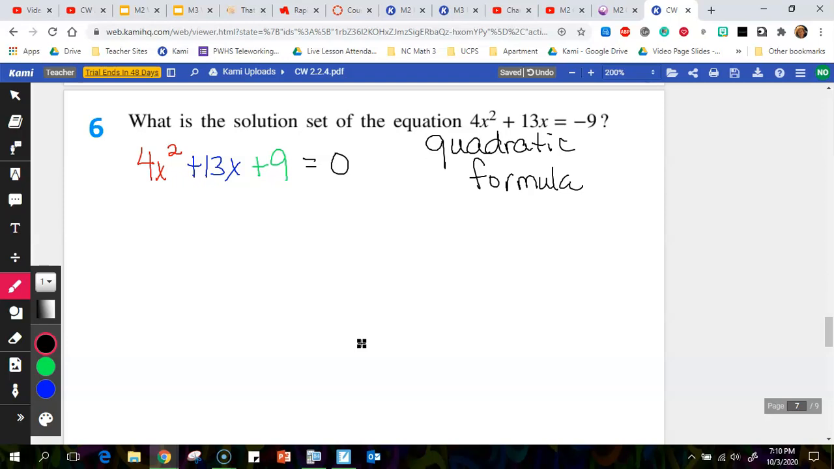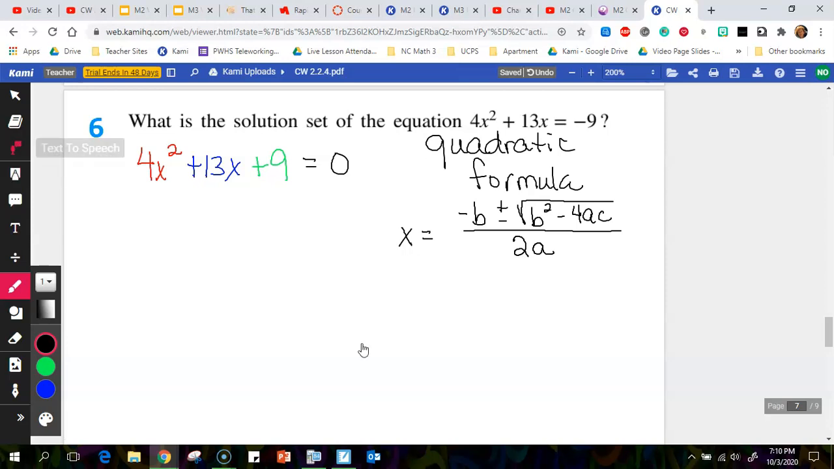The quadratic formula is x equals the opposite of b plus or minus the square root of b squared minus 4 times a times c, and all of that is over 2 times a. Okay, so that's what it looks like. So we're going to use this formula.